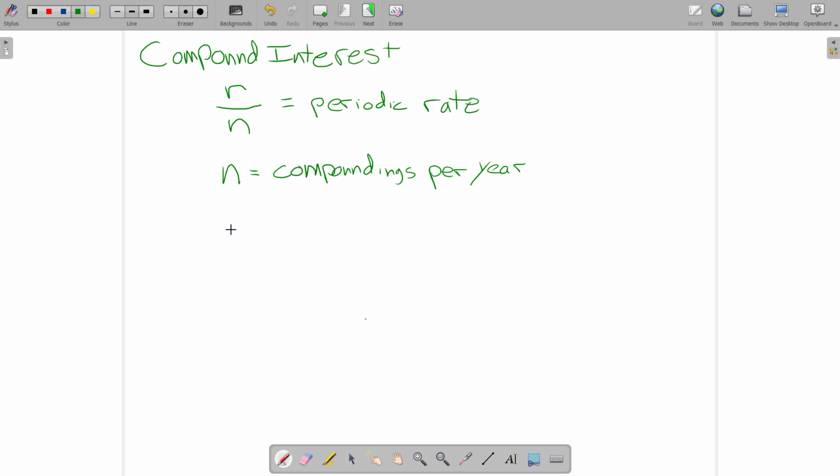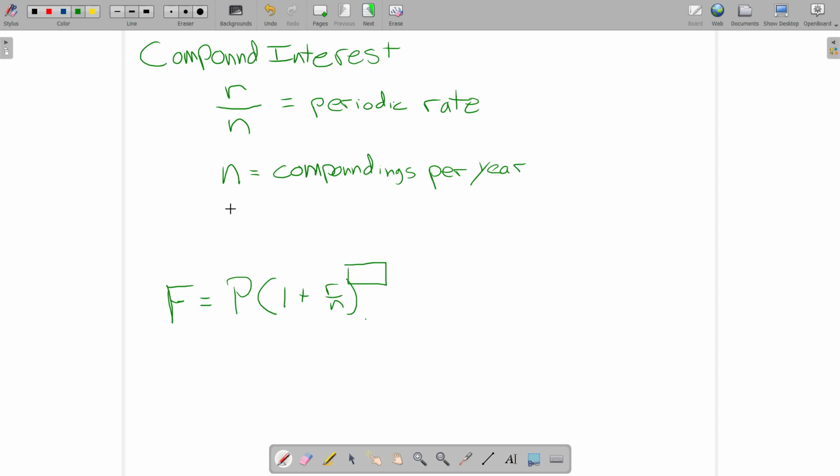And if we take some initial amount, let's call that P, then we also know that if we multiply by 1 plus that periodic rate, which is now R over N, we can get a new amount. And let's call that F for future value. Call it A for amount before. And then we just keep increasing the power for how much time went by. And there's two ways to think about that.